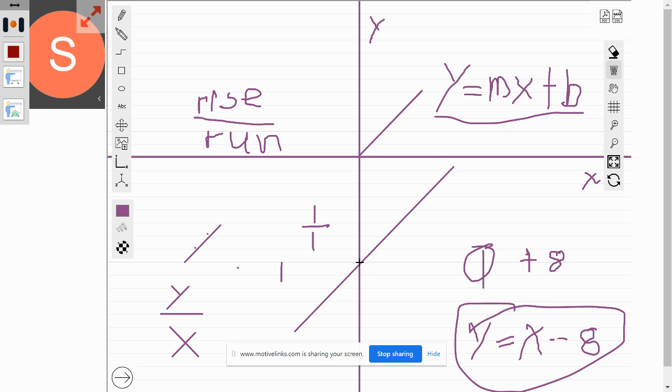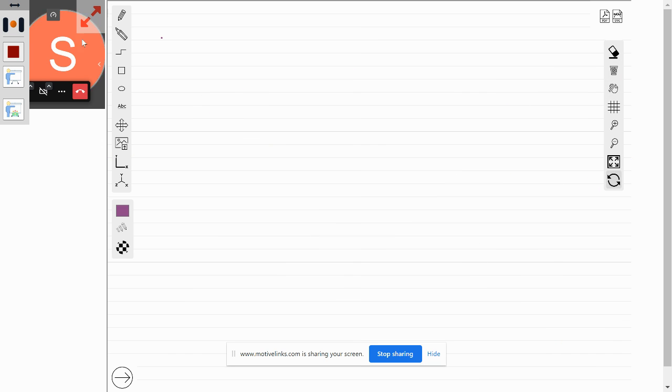So we're gonna have a rise of 1 and a run of 1. Rise of 1, run of 1. And so you have this line. It's really simple. So that's basically how you graph a linear equation in slope-intercept form. So let's get rid of all that. And now let's move on.